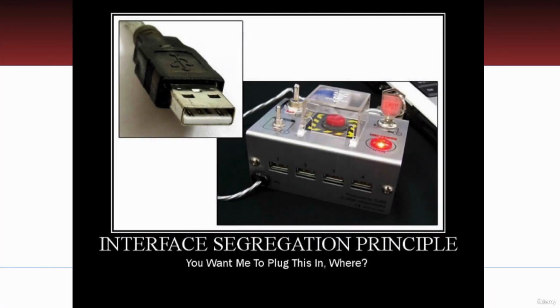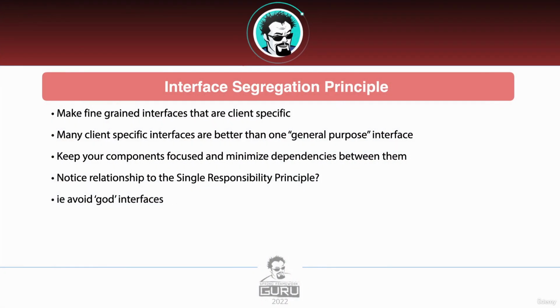Next, we have the interface segregation principle. You want me to plug this in where? So this is a very important principle. Make fine-grained interfaces that are client-specific. Many client-specific interfaces are better than one general-purpose interface. You want to keep your components focused and minimize the dependencies between them. And then notice the relationship here to single responsibility principle. So you want to avoid God interfaces.